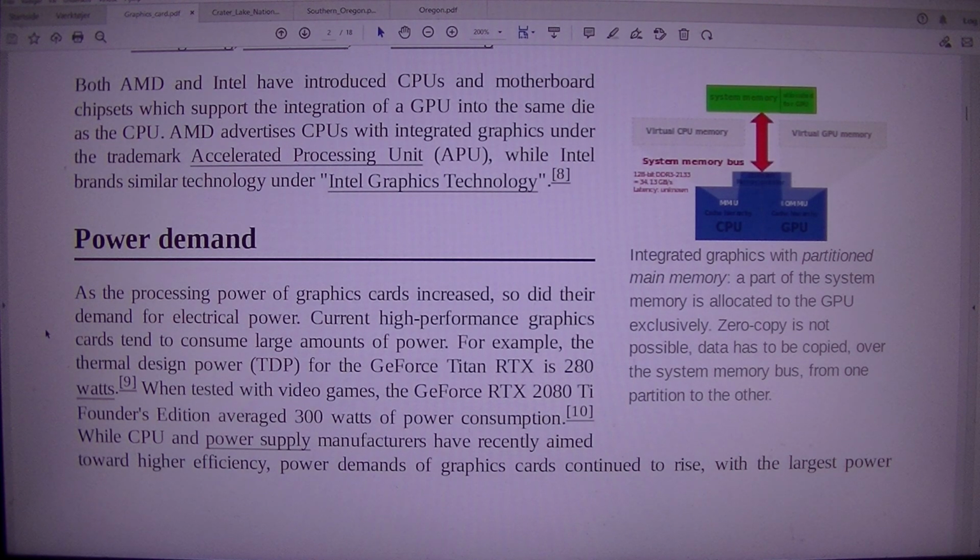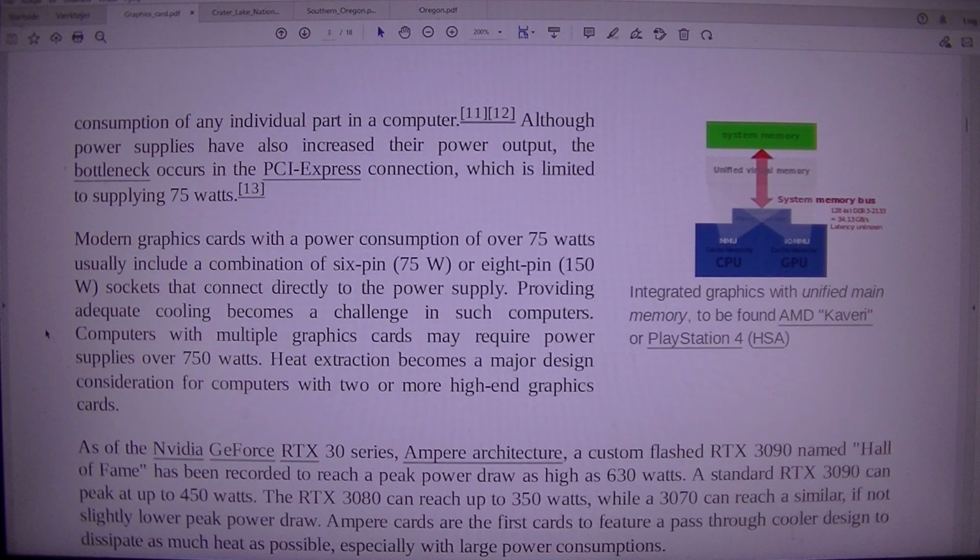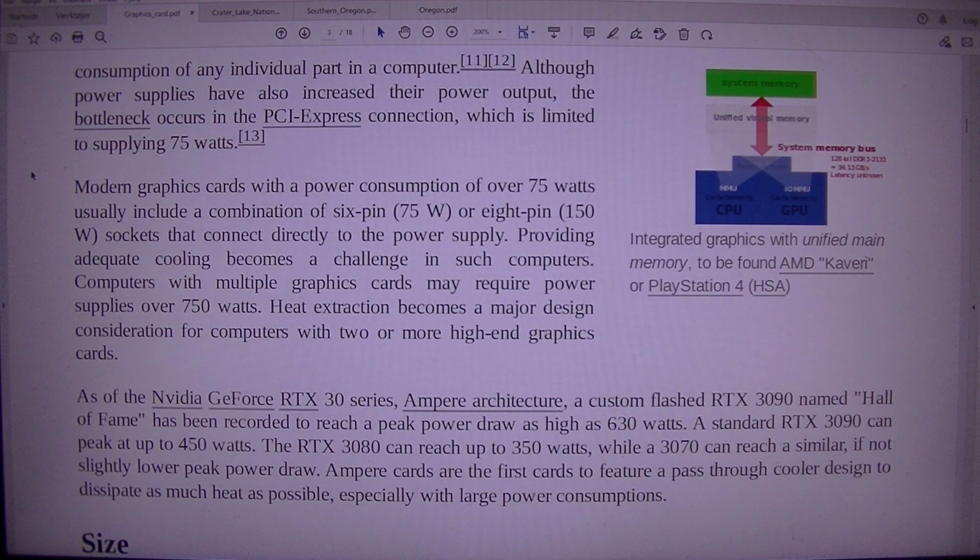While CPU and power supply manufacturers have recently aimed toward higher efficiency, power demands of graphics cards continued to rise, with the largest power consumption of any individual part in a computer. Integrated graphics with unified main memory can be found in AMD Kaveri or PlayStation 4, HSA. High-end power supplies have also increased their power output. The bottleneck occurs in the PCI Express connection, which is limited to supplying 75 watts.